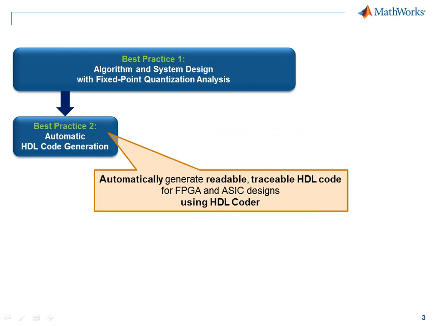Best practice 2. Automatically generate readable and traceable HDL code using HDL Coder. Here we will show you how HDL Coder can be used to automatically generate HDL code to speed up the process of getting to FPGA and ASIC implementations. But in addition we will also discuss techniques which can be used to have more area efficient or more speed efficient implementations.